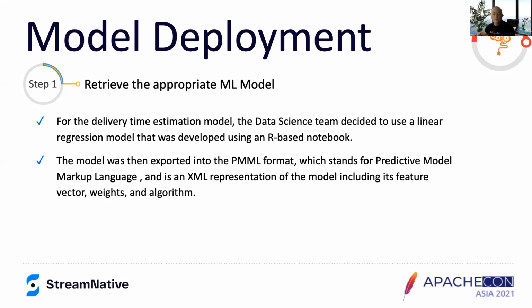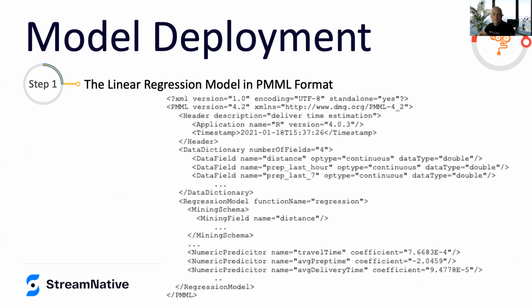Right. So as we mentioned before, the data science team in this case used a linear regression model, and they used an R-based notebook. Just an example to show you that we can support that or any other model. They decided to export that into what's called a PMML format, which stands for Predictive Model Markup Language. And that's just an XML representation of the model that includes its feature vector, its weights, the algorithm, etc. This is an example of what that linear regression model PMML format looked like.